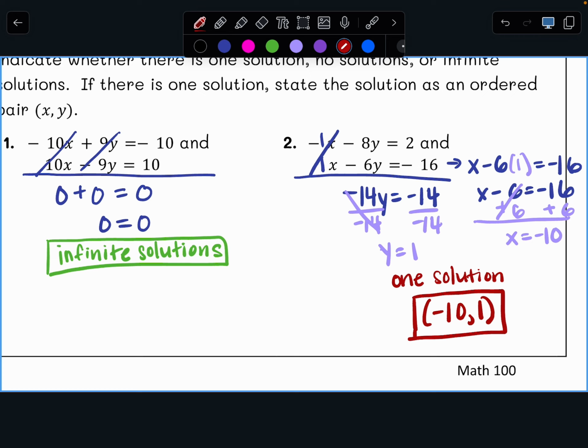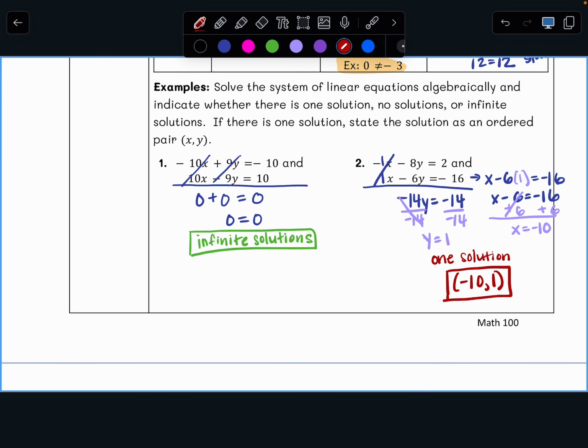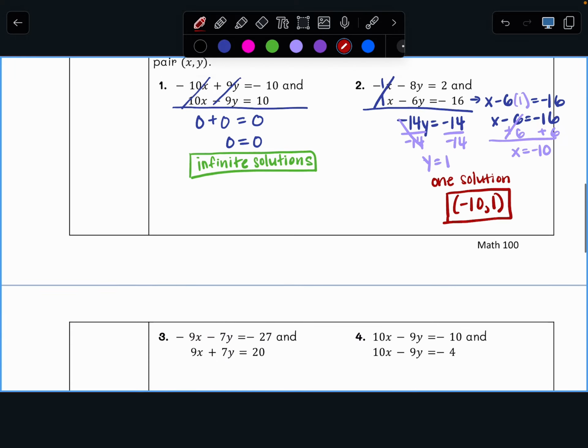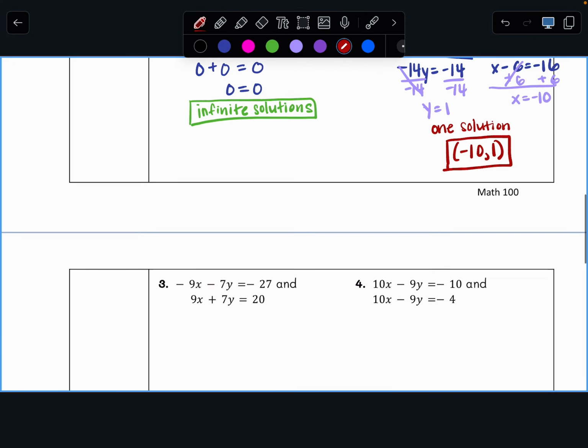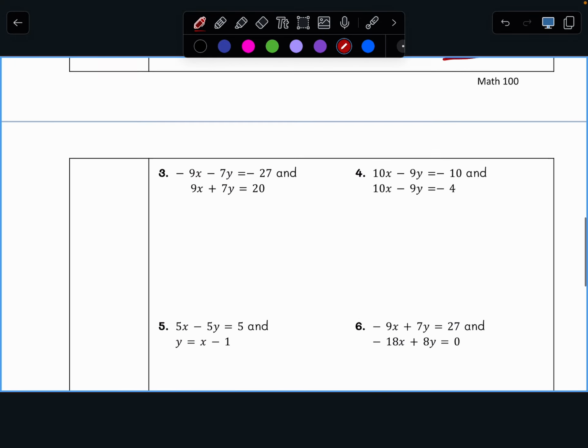So all of the assignments we've done so far have been one solution answers. In this assignment, you'll be getting different ones, and you'll need to identify what the solution is if there is one, or if there are infinite or no solutions.